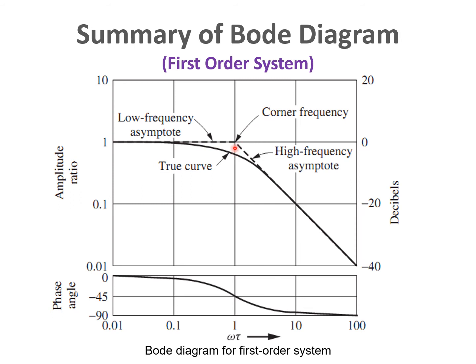As I said, the maximum difference is at this corner frequency, which is about 30% difference. Because the value here is 0.7 something, and this one is 1, so the difference is only about 30%.